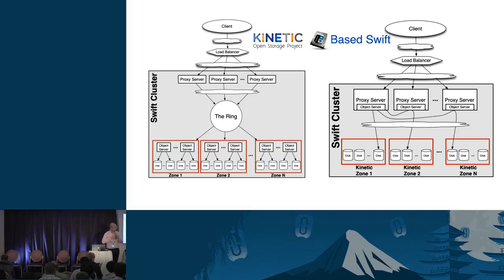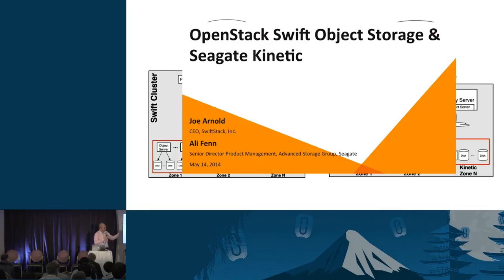But the object server does not store data on the disks of the servers. It does not store data locally, but on kinetic disks, so we do not need storage servers here. We can save a lot of servers, and the storage density will rise. There is a detailed talk at the Atlanta Summit 2014. If you are interested in this, you can refer to this talk on YouTube.